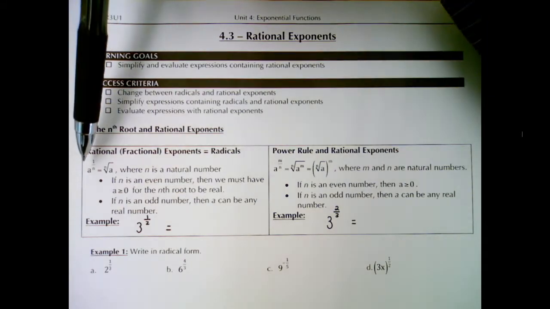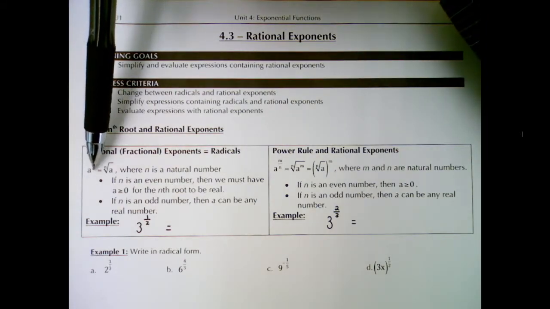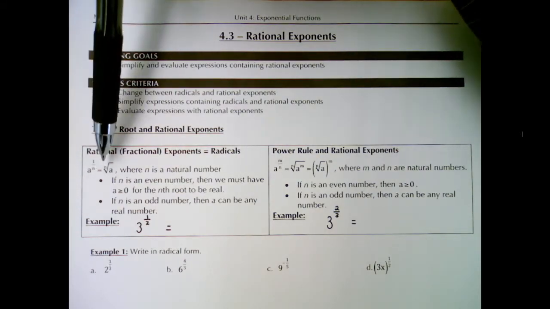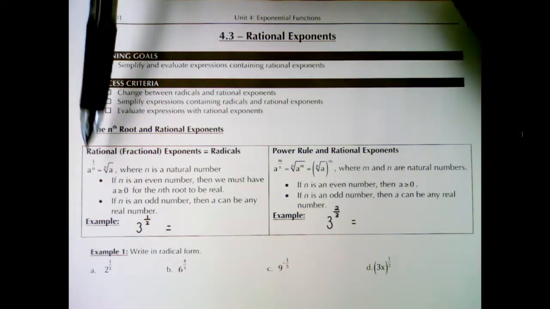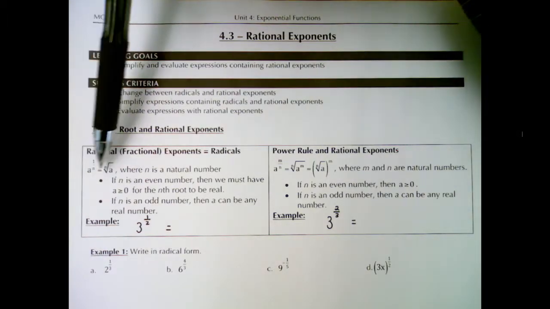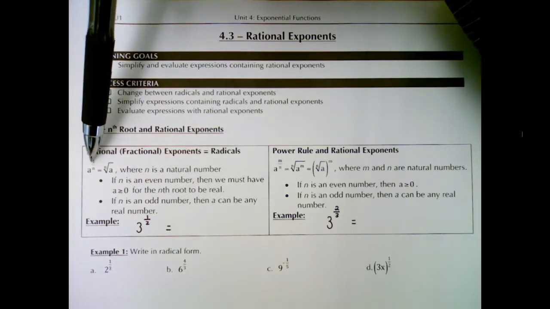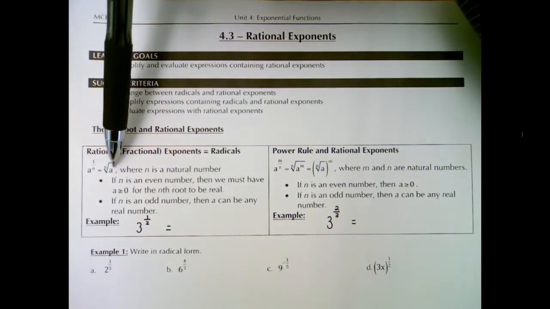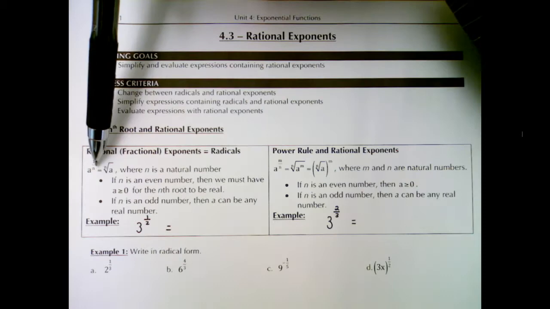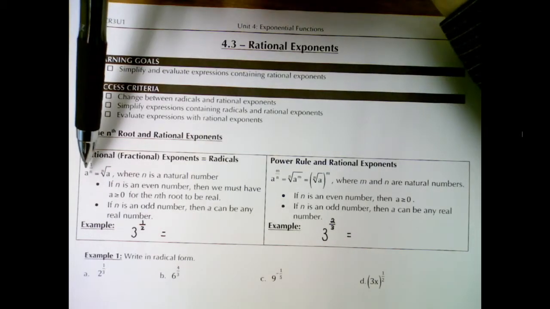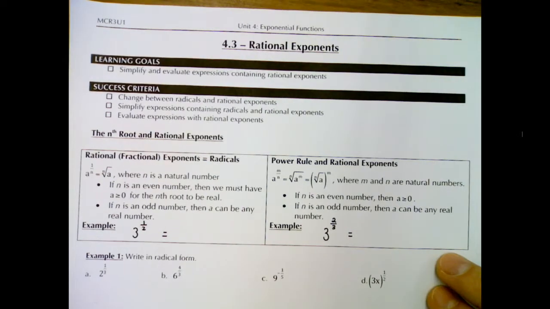So in the case of a to the exponent 1 over n, that's the same as saying the nth root of a. The bases stay the same, they're both a. The exponent on the top, 1, becomes the exponent on a, and n, the bottom or the denominator of the fraction, becomes the root. So it's the nth root of a.